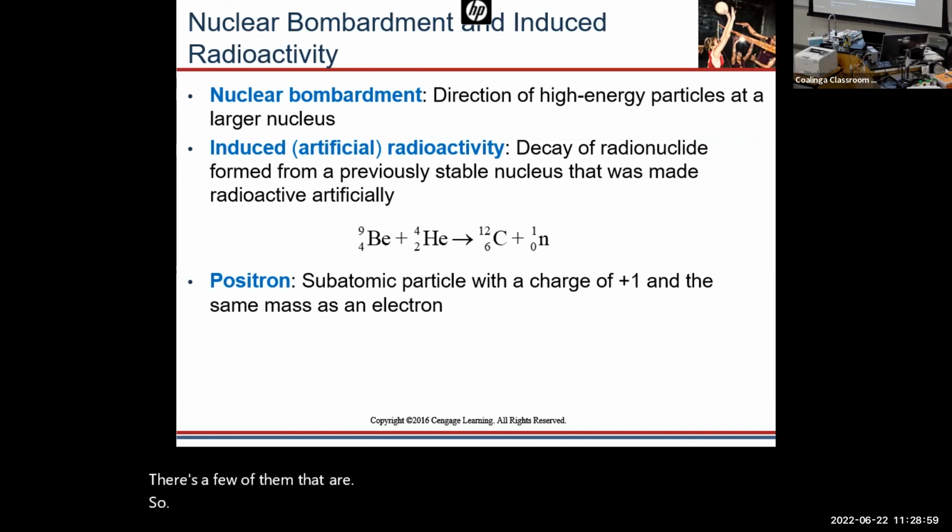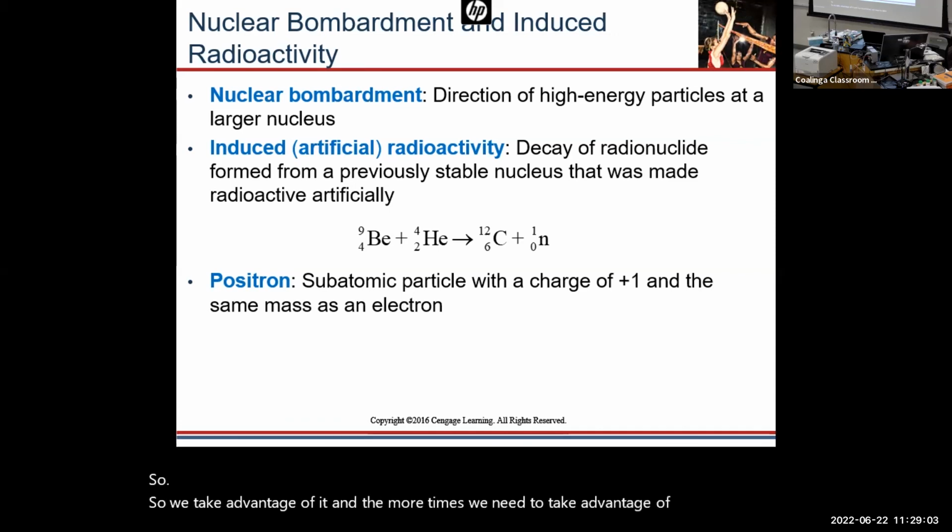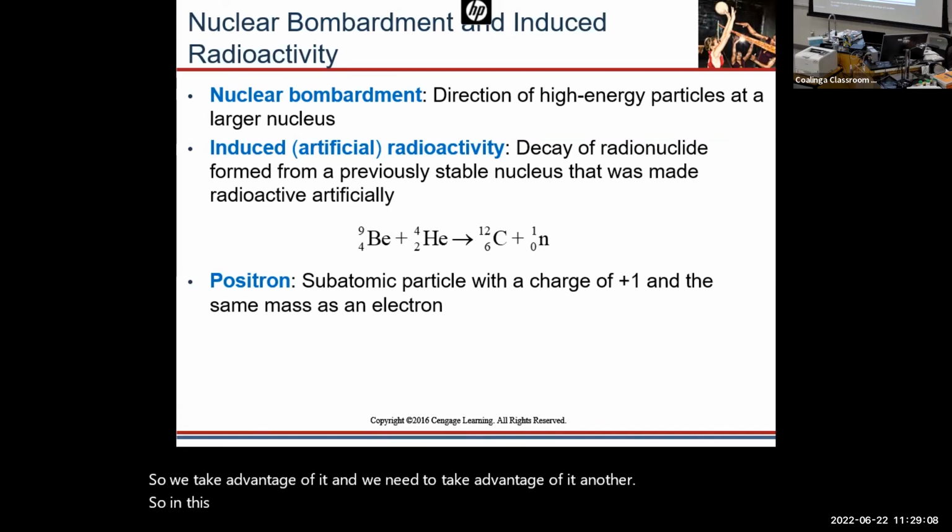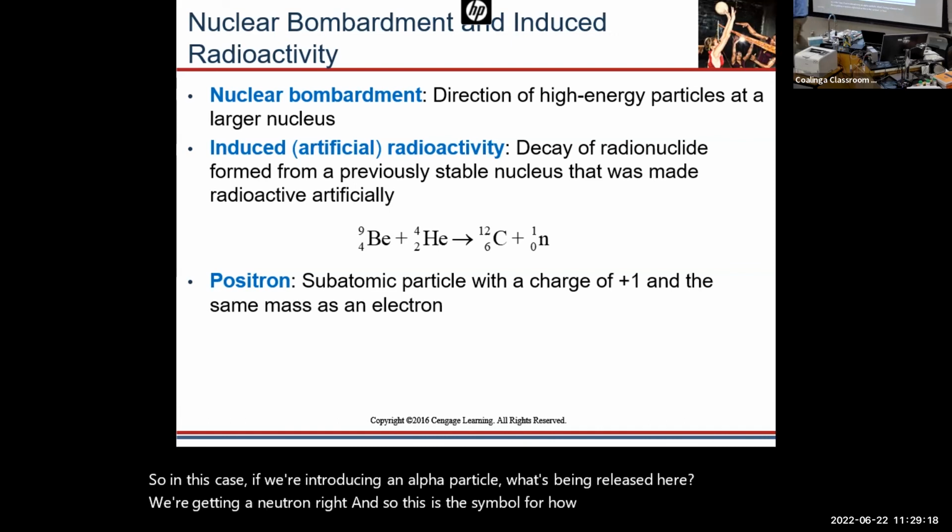So we take advantage of it in wartime situations. We would take advantage of it. So in this case, if we're introducing an alpha particle, what's being released here? We're getting a neutron, right? And this is the symbol for how we write a neutron in nuclear engineering.